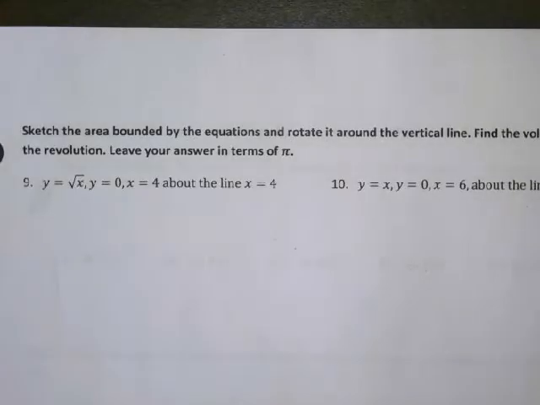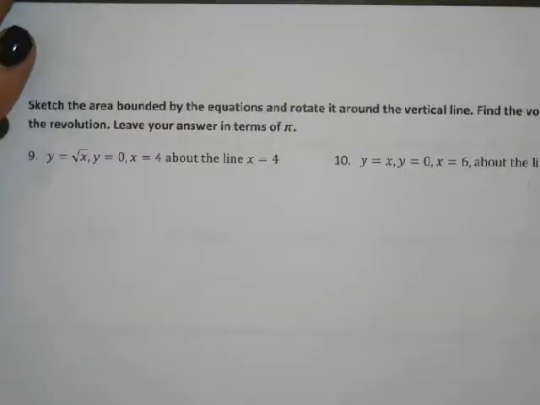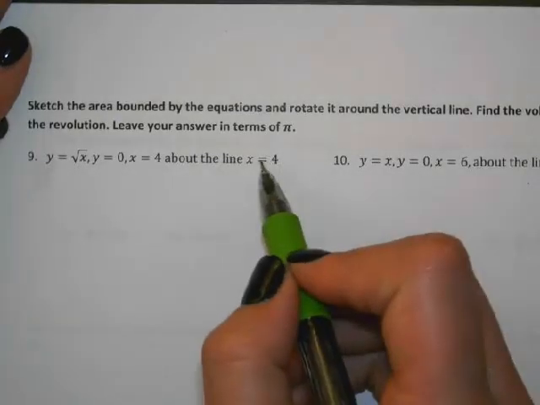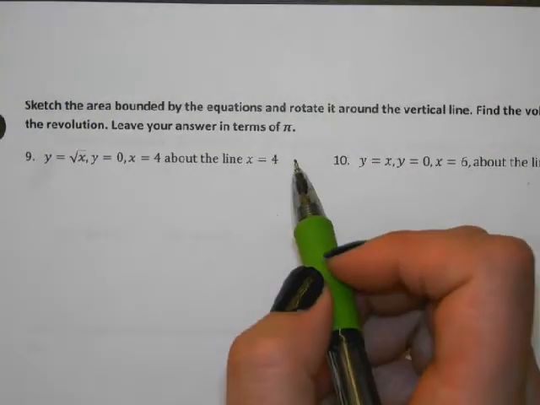We're going to jump over to number 9. So these are the last 2 problems you have to do by hand in the entire packet. The rest are calculator active. Okay? All right. So this one says sketch the area. This time we're rotating it around the line x equals 4, which is a vertical line.